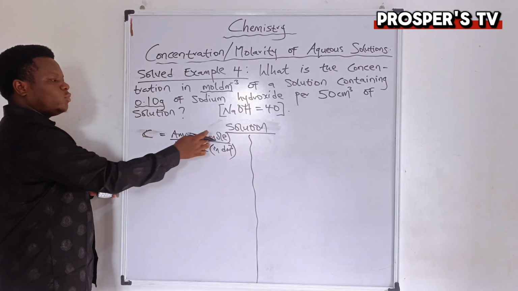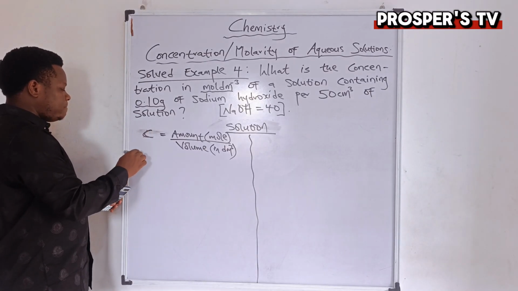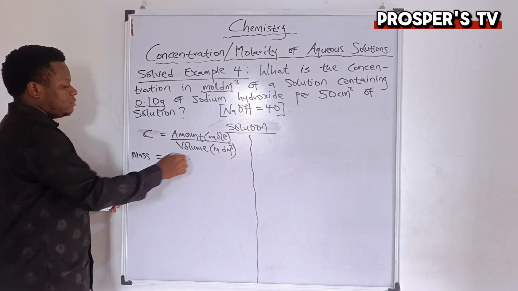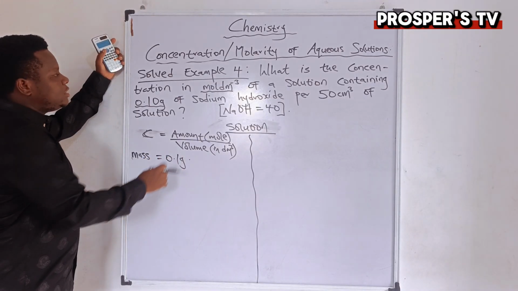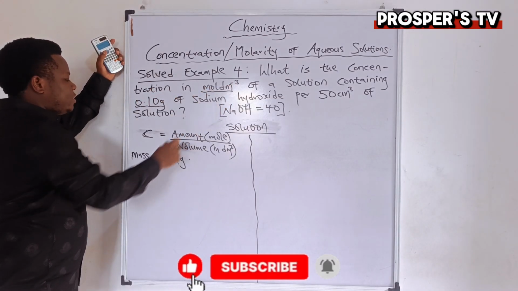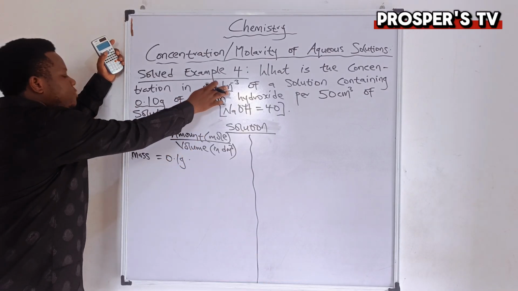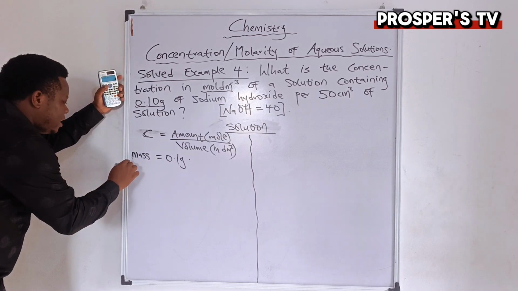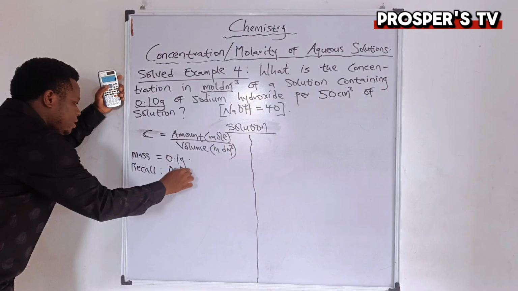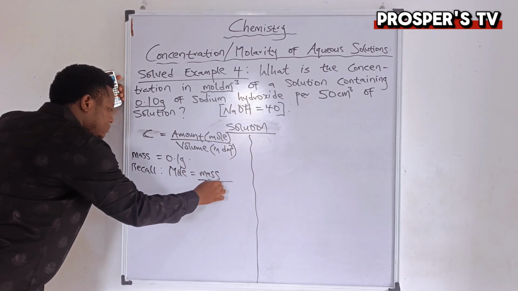So let's bring out everything we have. We don't have mole, but we have mass. The mass was given, 0.1 grams. But we don't need mass directly. Supposing the question was saying what is the concentration in grams per dm³, I would have used this mass in place of the amount. But since the question said in mole per dm³, you just have to recall that we have established that mole is equal to mass over molar mass.